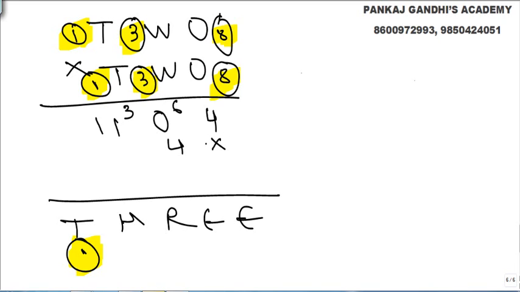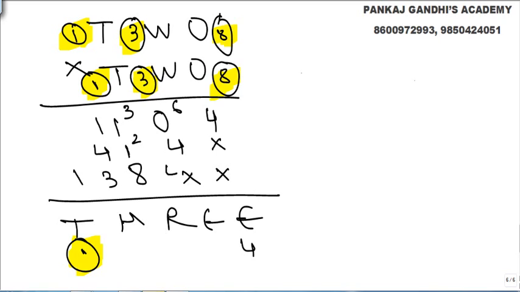Now, 8 3s are 24, carry is 2. 3 3s are 9 and 2, 11, carry is 1. 3 1s are 3 and 1, 4. And what we get here is 1 3 8. The summation is 4. This is what we have got.